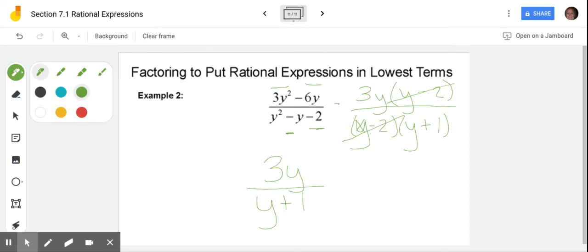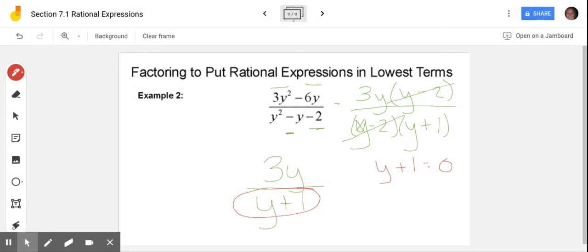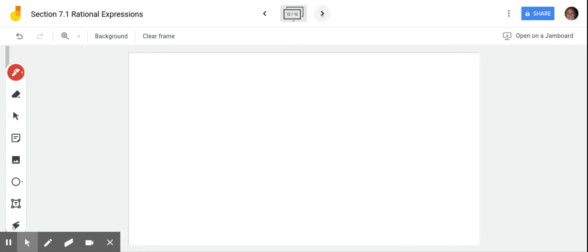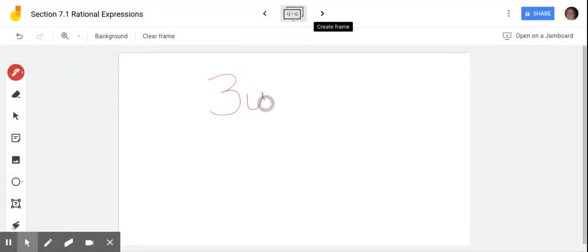But what is our restriction? What can't y be? y plus 1 equals 0. I did that because here's my denominator, and it can't equal 0. So y equals -1. Okay, so the final answer for this one is 3y over y plus 1, y cannot equal negative 1.